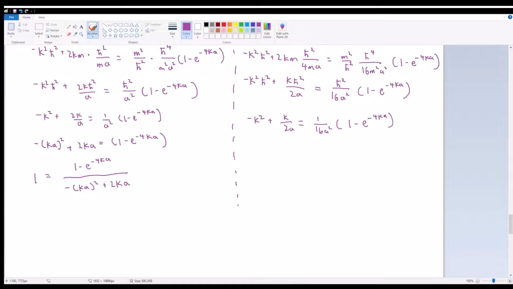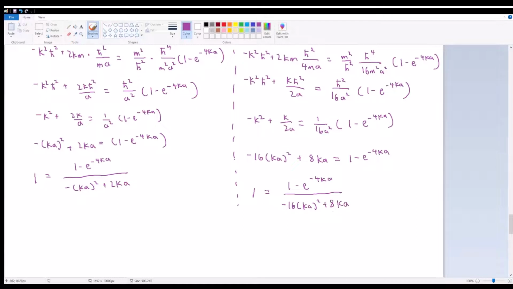From this point, we multiply the 16a squared over to the left. We have negative 16ka squared plus, this is 8ka, and this is equal to 1 minus e to the negative 4ka. Once again, a transcendental equation, so we move everything to the right and graph this on Desmos. This is going to give us 1 is equal to 1 minus e to the negative 4ka divided by negative 16 times ka squared plus 8ka.